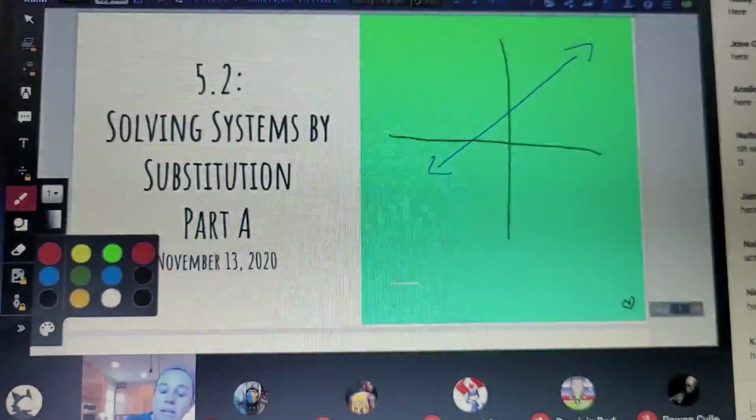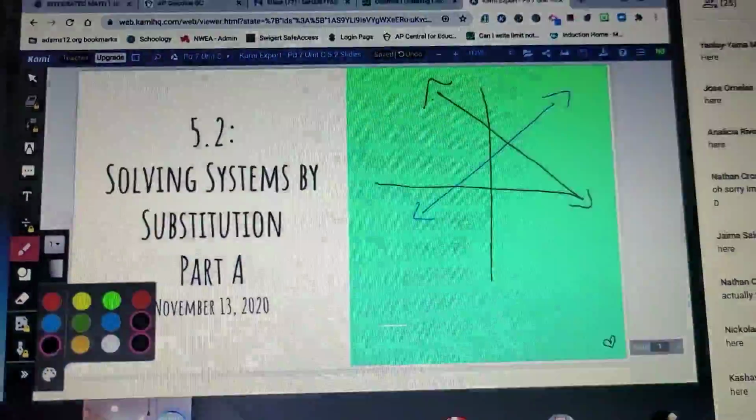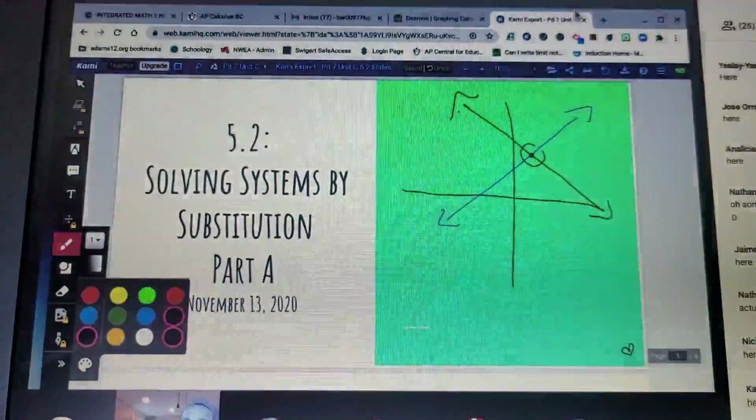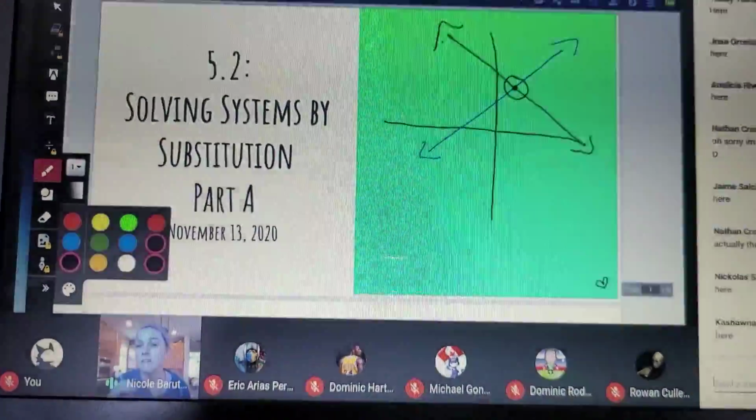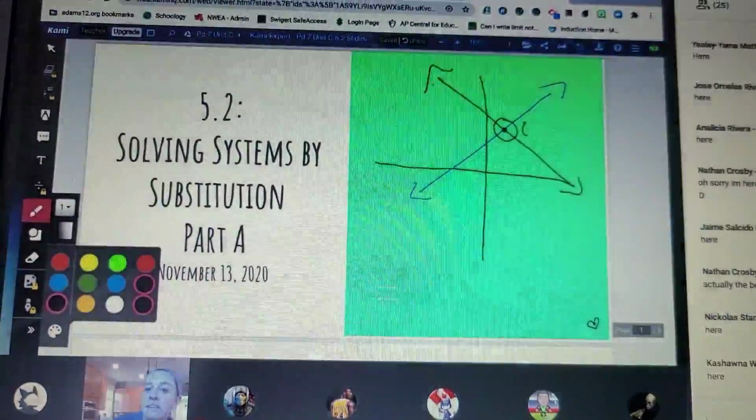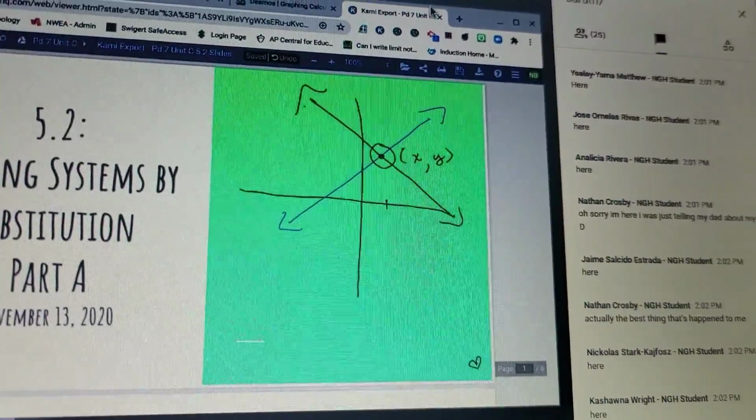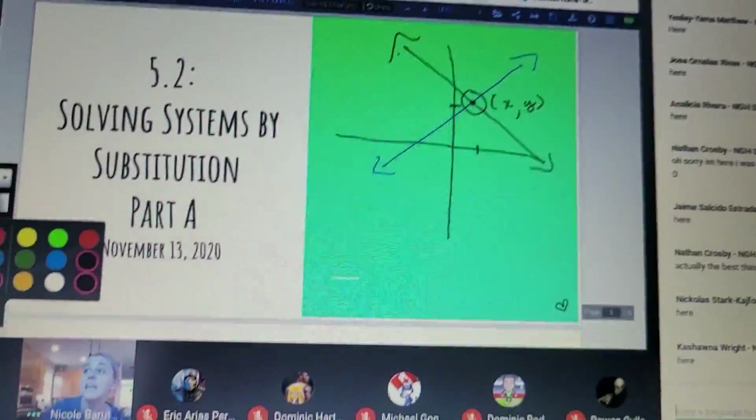...where two lines meet. Okay? We are still finding that point. That is a point. That's an X and a Y value, whatever the X is and whatever the Y is. That is what we're finding.